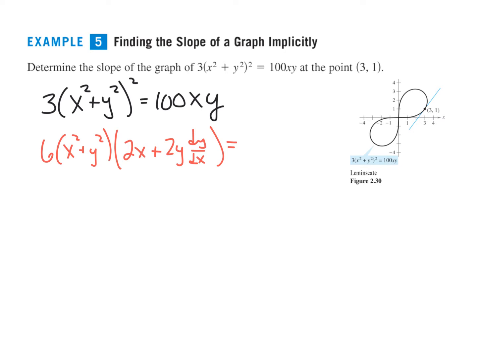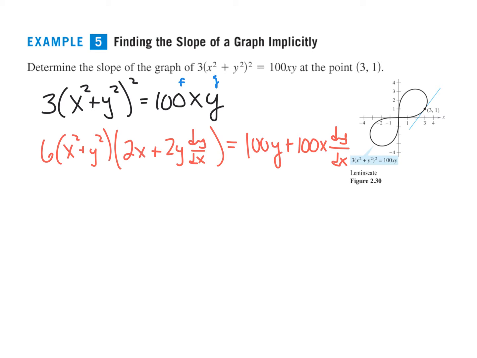The right-hand side is a product rule. So I'm going to let the 100x be our f, the y be our g. If I set this up right, it's going to be g times the derivative of f, and the derivative is 100. So this is going to be equal to 100y, and then f times the derivative of g. Well, f is 100x, and the derivative of the y is going to be dy/dx.